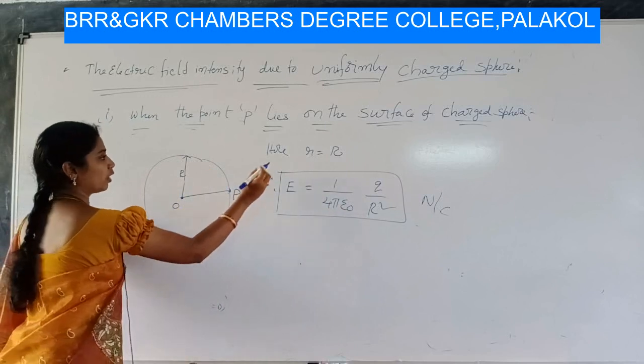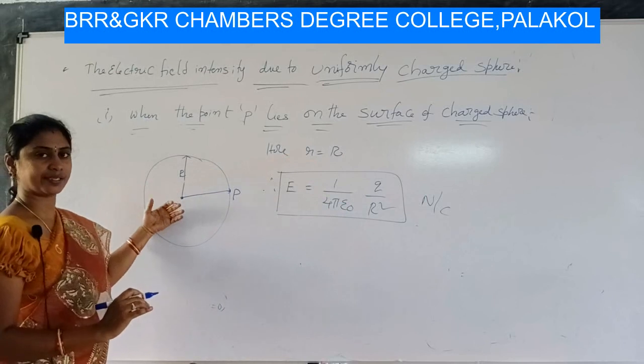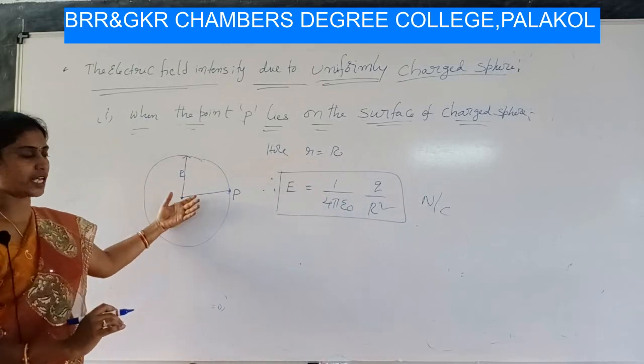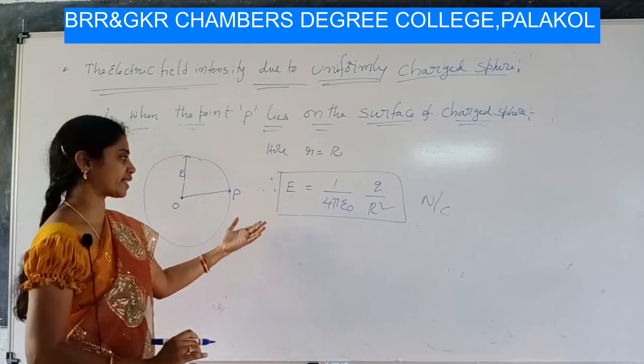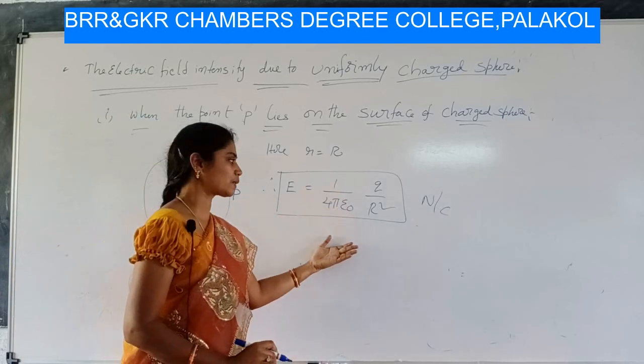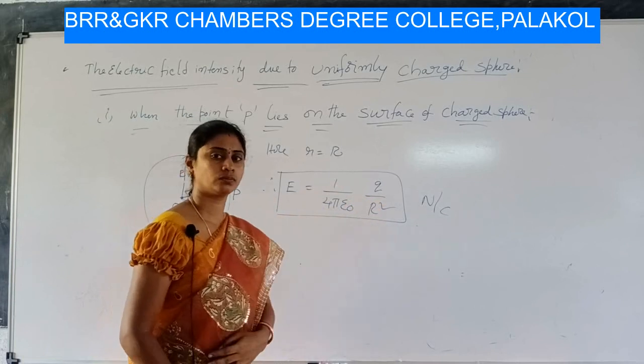Then we take this small r as equivalent to capital R. So we get the same electric field intensity as we calculated in case 1. We can write the electric field intensity for this case as E is equivalent to 1 by 4 pi epsilon naught Q by r square Newton per Coulomb.